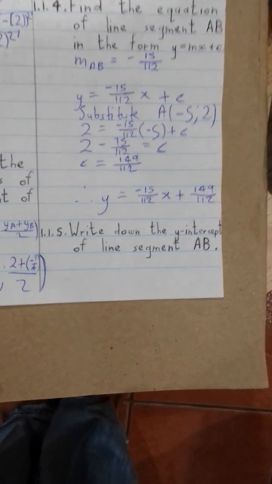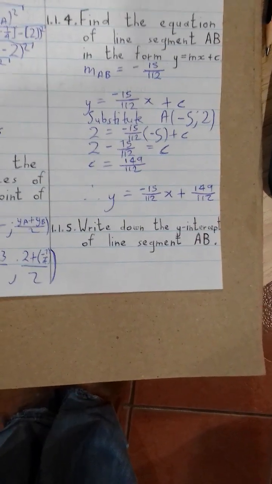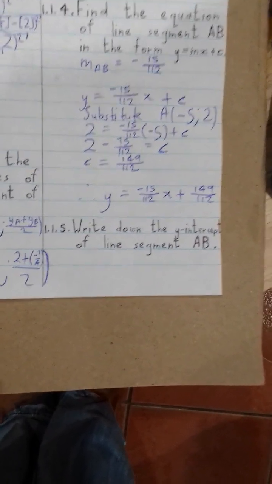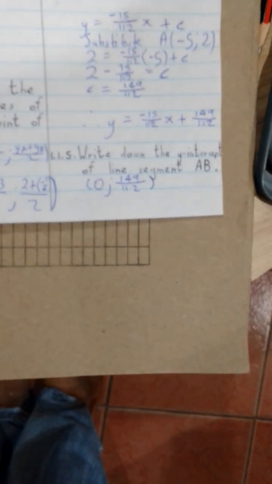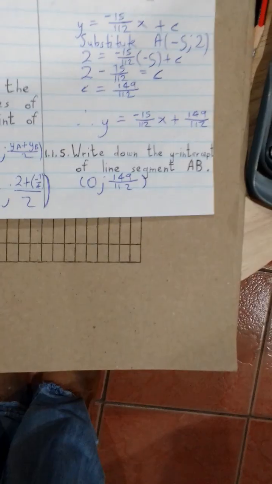Okay, hope that is clear and I hope that made sense. 1.1.5 states, write down the y-intercept of line segment AB. Remember the coordinates of the y-intercept, x is 0 and y is 149 over 112, y is c. Because remember, c by definition is the y-intercept. Okay, hope you didn't forget.